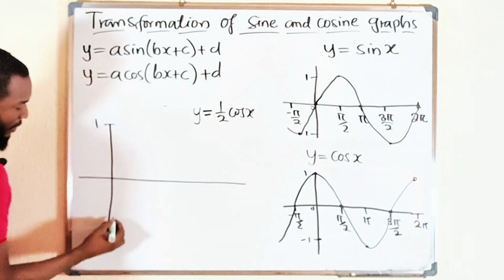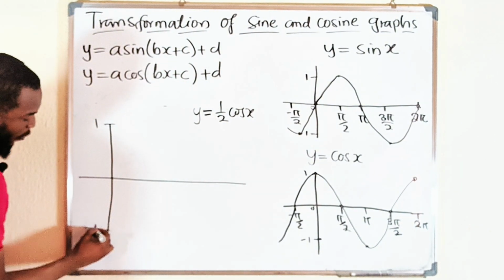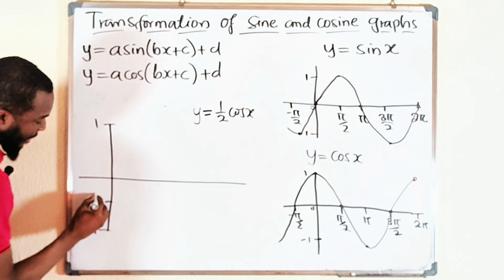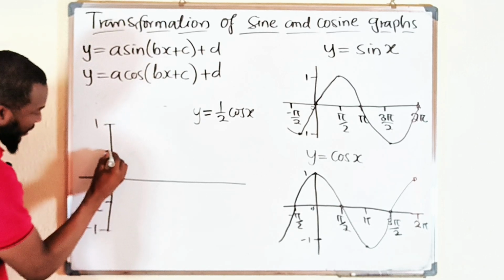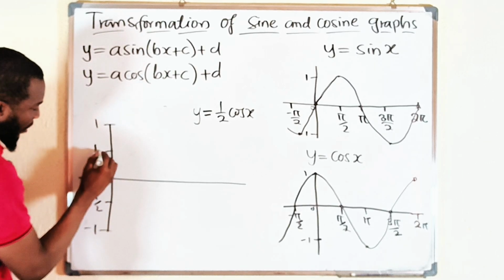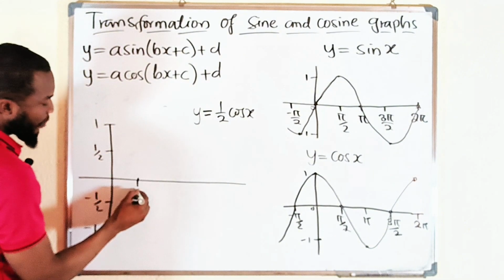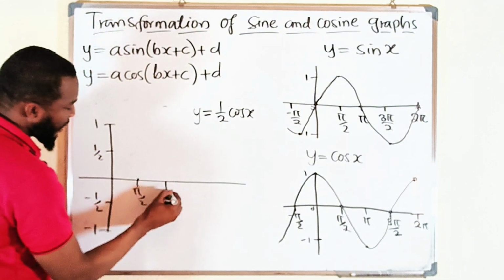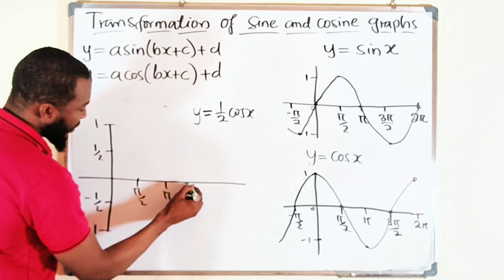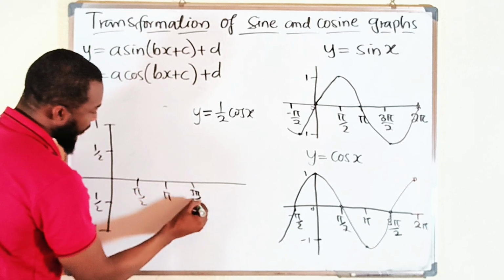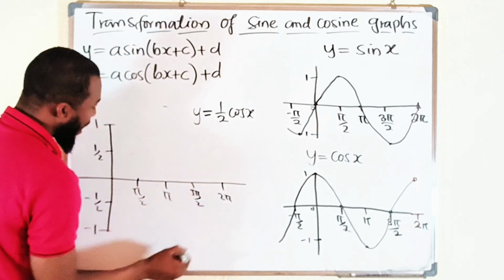Assuming that this is 1 and this is negative 1. So half will be here, right? Negative 1 over 2. This is 1 over 2. This is pi over 2. This is pi. This is 3 pi over 2. And this is 2 pi.